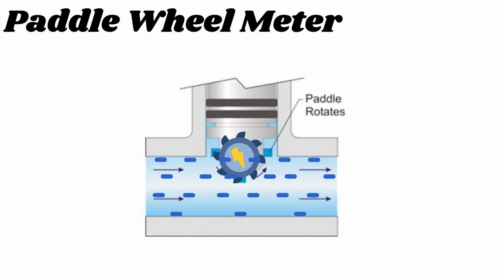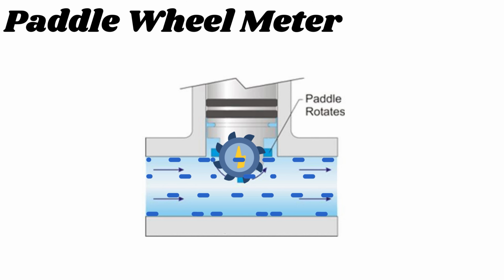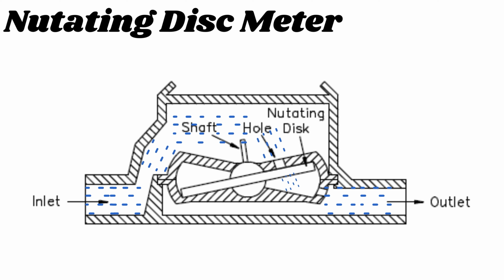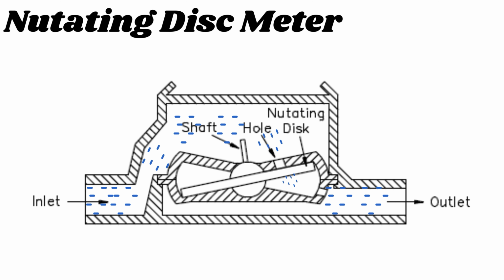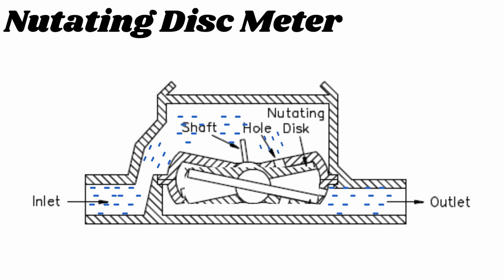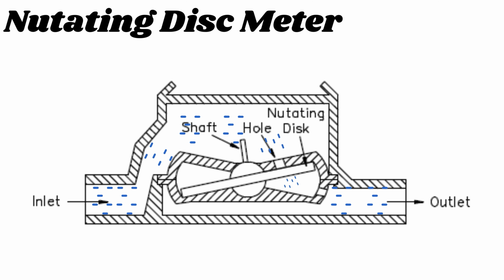Paddle wheel meter. The paddle wheel meter consists of a paddle that rotates when the fluid passes through the pipe. The paddle rotates at a speed which is proportional to the liquid flowing in the pipe. Nutating disc meter. This flow meter includes a mounted nutating disc that determines the volume of liquid passing through the rotating chamber. The speed of rotation is proportional to the speed of the fluid. It is used for the measurement of the water supply.